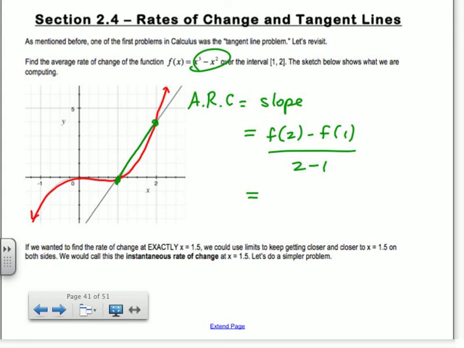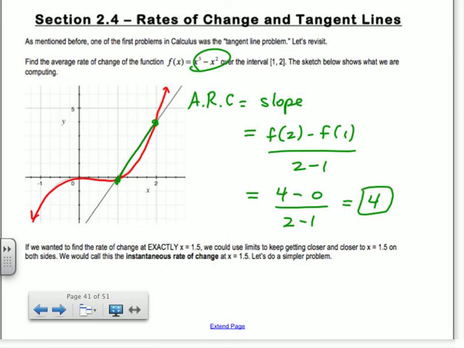So f of 2, you plug in here, so 2 cubed, so 8 minus 4, so 4, minus 0 over 2 minus 1, you would get a slope of 4. All right, that's finding the average rate of change between 2 points.